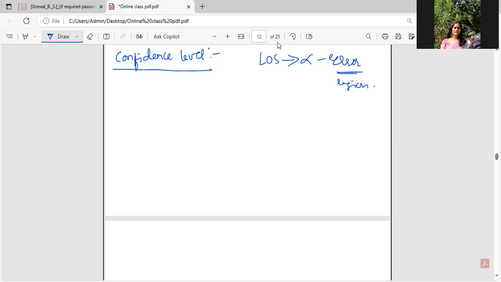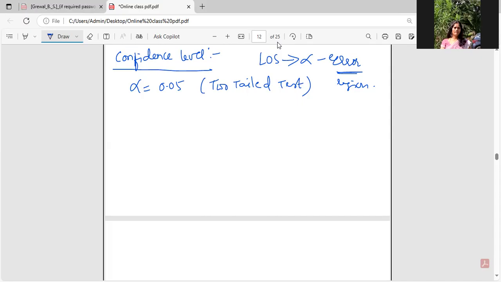Now, what is this confidence interval? Suppose I am taking alpha equal to 0.05, and then I am choosing a two-tail test. I have explained in the previous videos when we will choose a two-tail test, and when we will choose a right or a left tail test. Please go through it if you have a doubt.